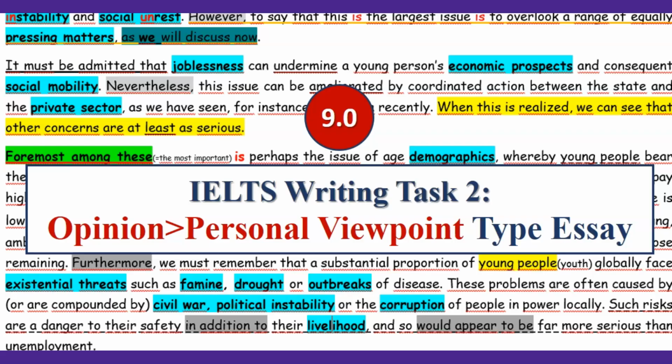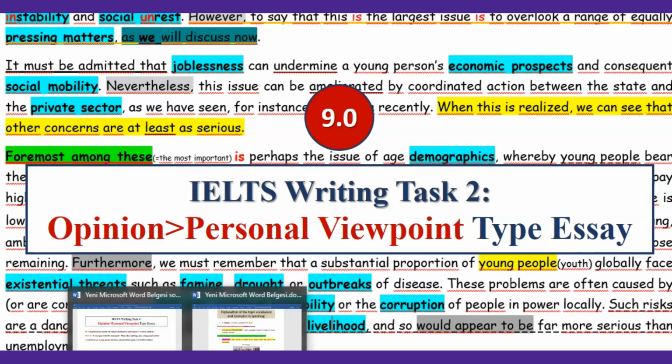Specifically, we'll be looking at an opinion or personal viewpoint type essay. We're looking at an example question together, and in this regard, I'm going to share some great tips as well as tricks to avoid. Let's get started.